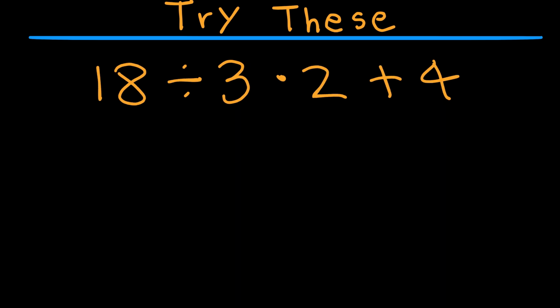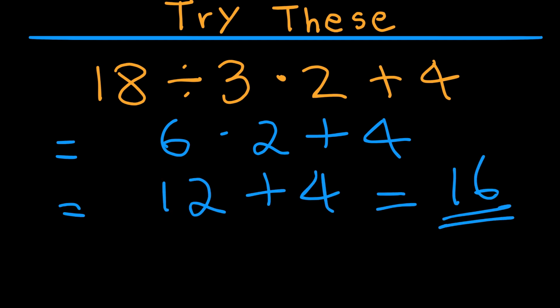Here's another problem. 18 divided by 3 times 2 plus 4. First, let's divide 18 divided by 3. That is 6 times 2 plus 4. Now let's multiply 6 times 2, which will be 12. Let's add 12 plus 4, which will be 16.